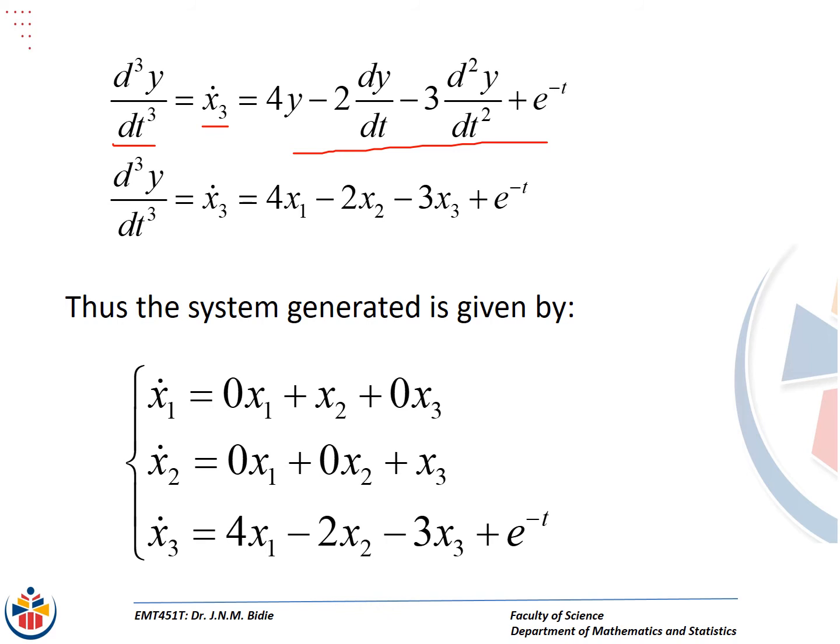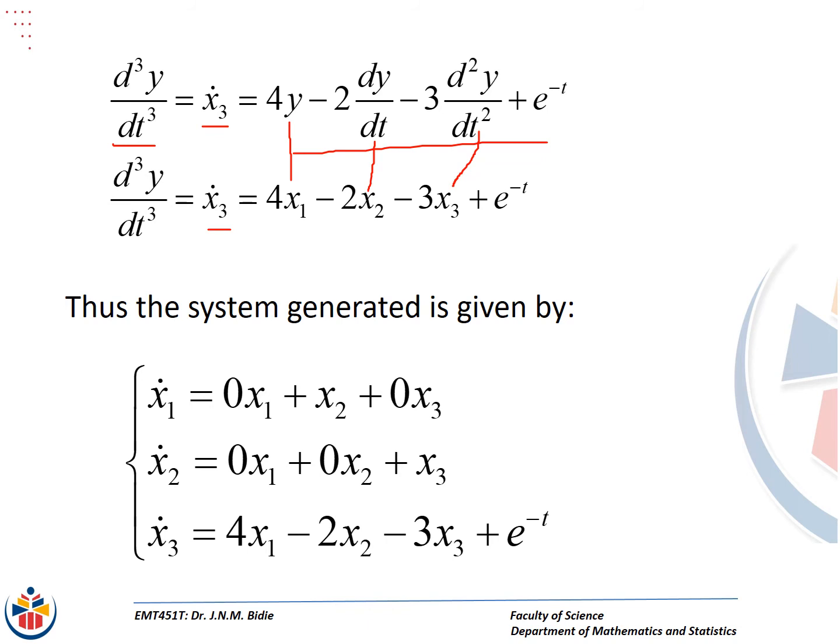Y comes first, d y over dt comes second, the second derivative of y with respect to t comes third, and then the input function comes last. Then we do the substitution. We said y is equal to x1, and we said dy/dt is equal to x2, and we said the second derivative is equal to x3. And all of this are equal to x3 dot.